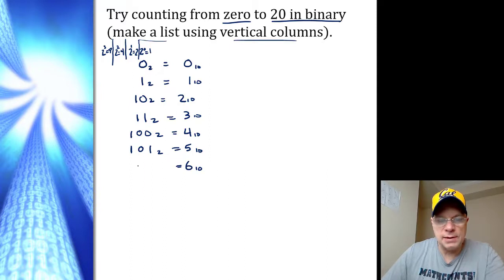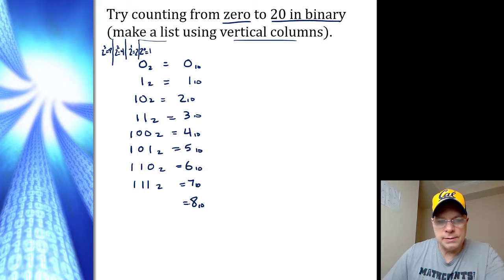6 in base 10. Well, if I want 6, I want a 4 and a 2 and no 1's. 4 plus 2 plus 0 is 6. 7 in binary is 1 1 1 because it's a 4, a 2, and a 1. 4 plus 2 plus 1 is 7.